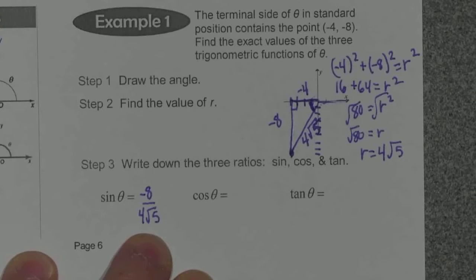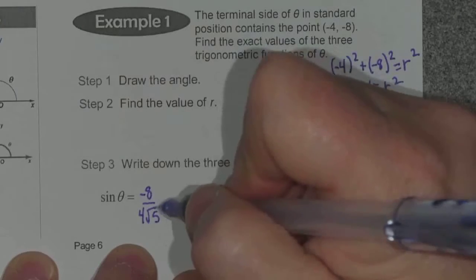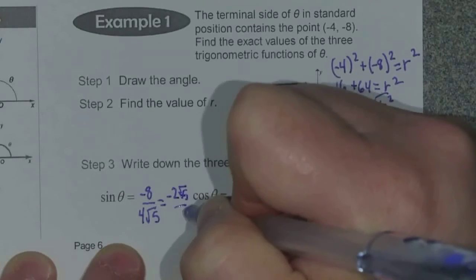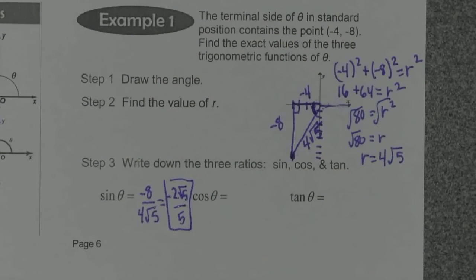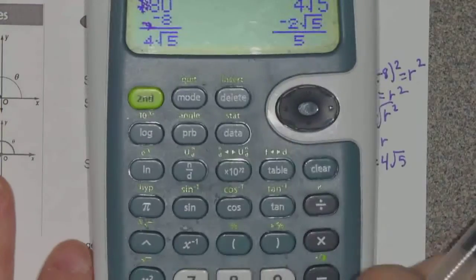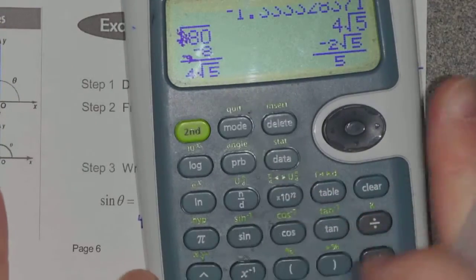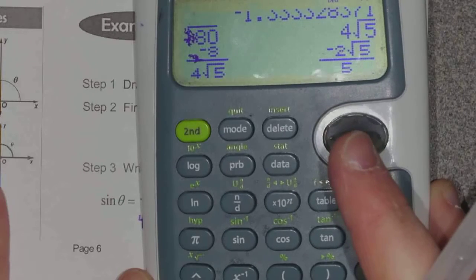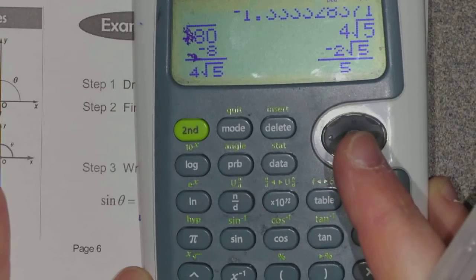The fraction of -8 over 4 square roots of 5. When you do that, you get -2 square roots of 5 over 5 for your solution. So that's the sine value of the angle. I just typed it in like this in my calculator exactly the way it was, and it rationalized the denominator for me.